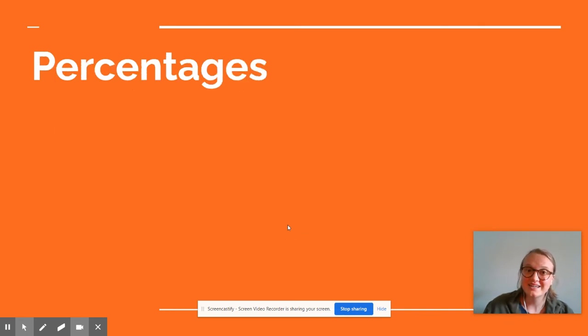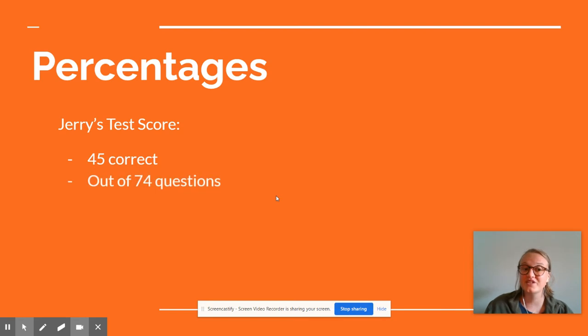Now we're going to move on to percentages, which is basically a number or a ratio expressed as a fraction of 100. Here's an example. Again, test scores, pretty applicable. Jerry's test scores on his test, he got 45 questions correct. There were 74 questions. So what was his grade?